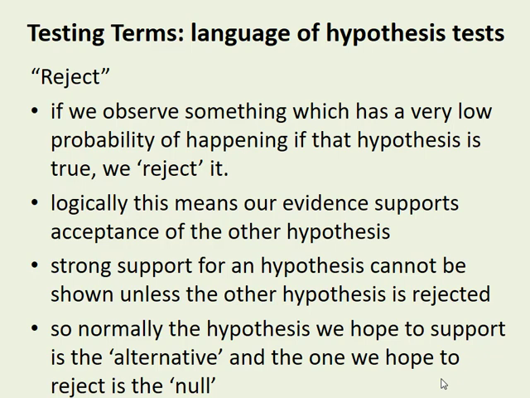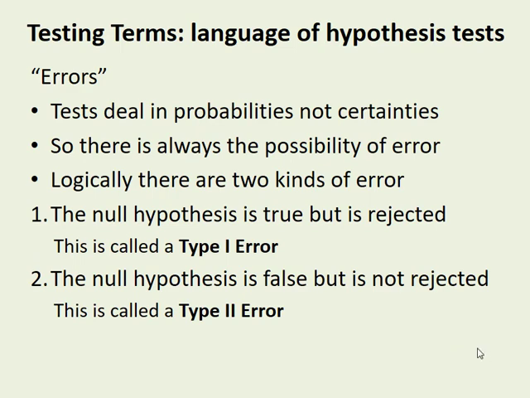Now, unfortunately, hypothesis testing is all about probability and likelihood, and things can go wrong. You're dealing in probabilities and not certainties, so there is always the possibility you're going to get an error. Because of that, you need to be as clear as you can about what goes on with errors. And logically, there are 2 kinds of error. One is that the null hypothesis is true, but unfortunately you reject it. If the null hypothesis is true, then you should not reject it, but sometimes the test result makes you reject it. That's called a type 1 error. On the other hand, it could be false, in which case you should reject it, but sometimes the test goes wrong and you don't reject it. That's called a type 2 error.